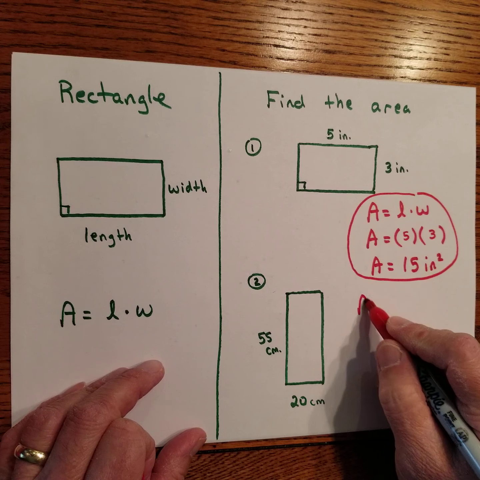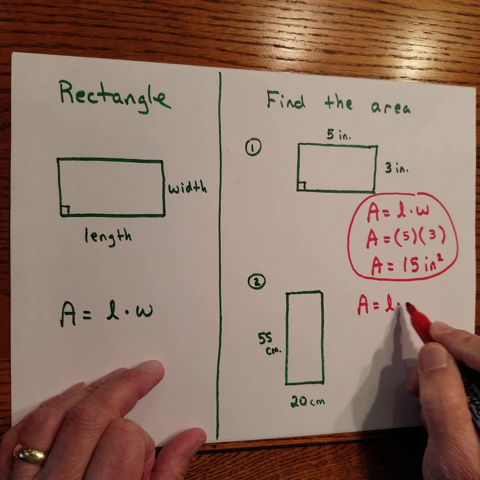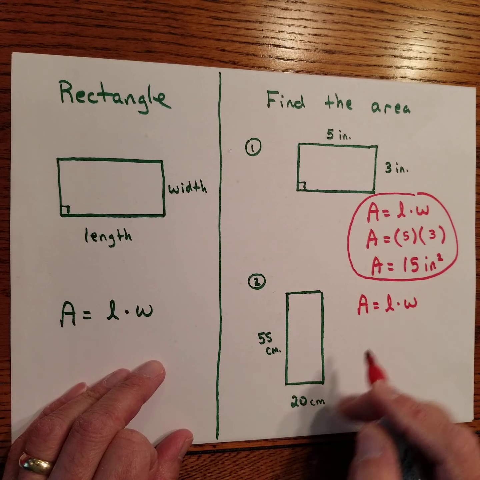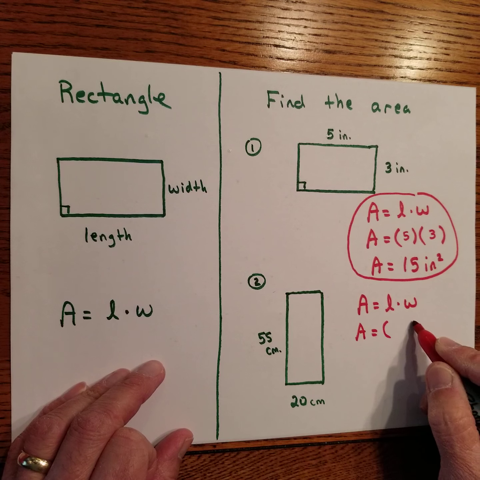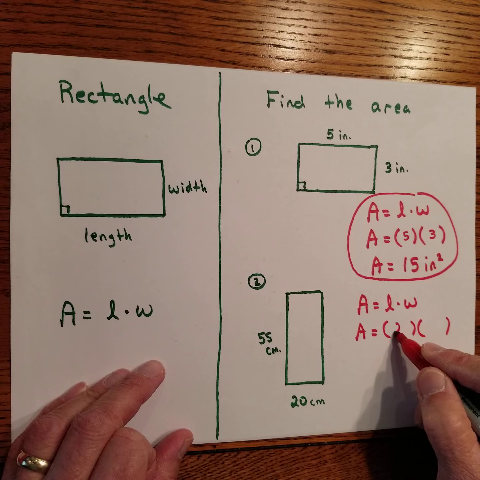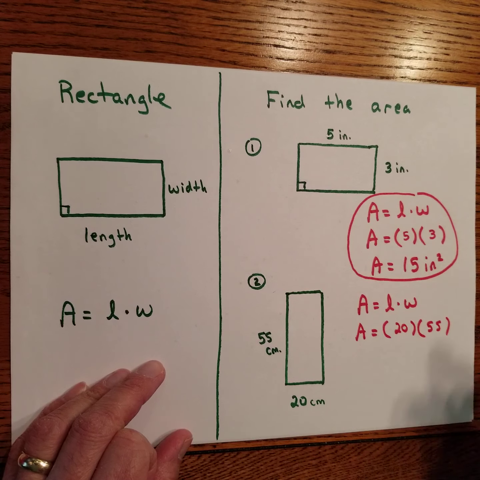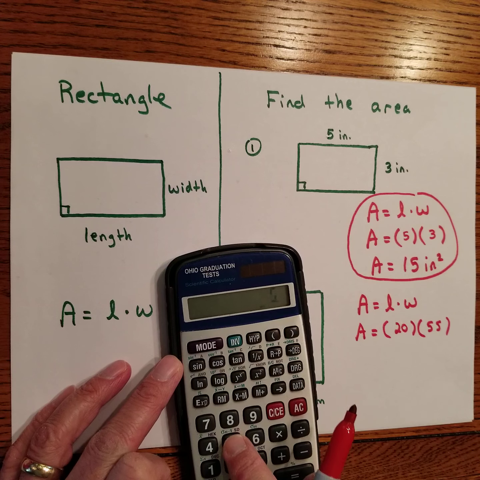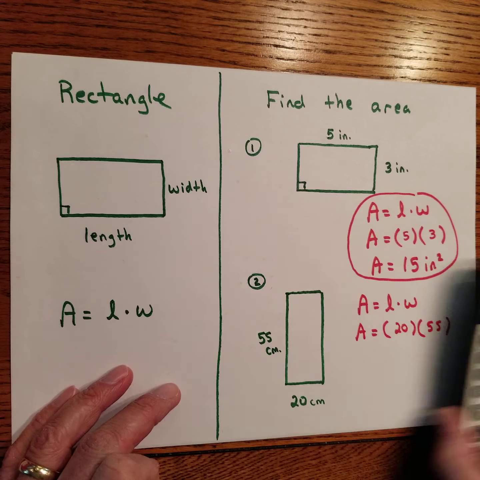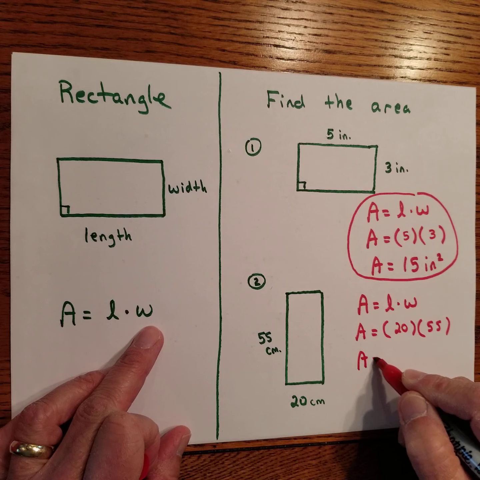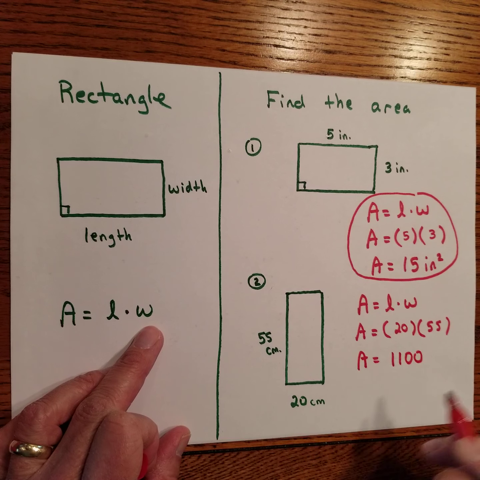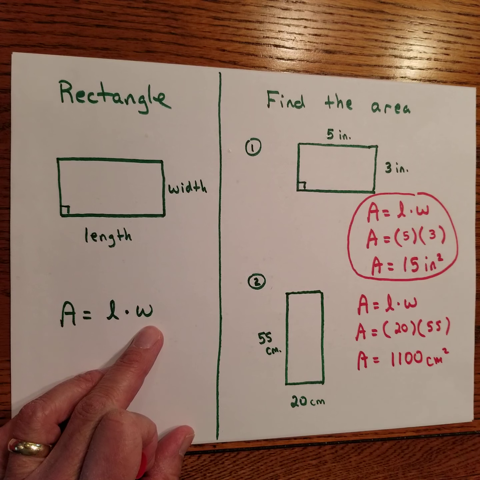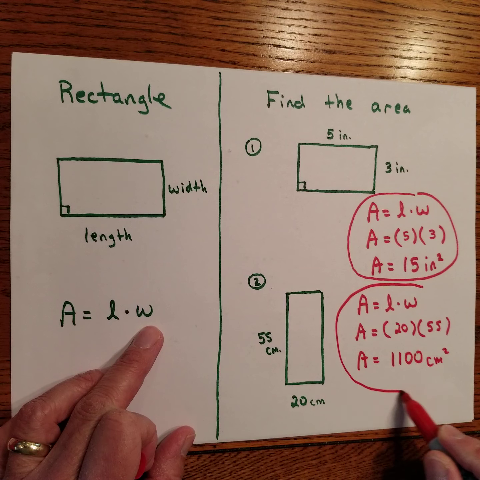Let's try it again. Here's another rectangle. Area equals length times width. The length is 20, the width is 55. On my calculator, 20 times 55 is 1,100. This was in centimeters. It would take 1,100 little tiny square centimeters to fill up that rectangle.